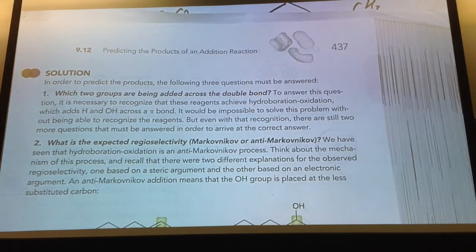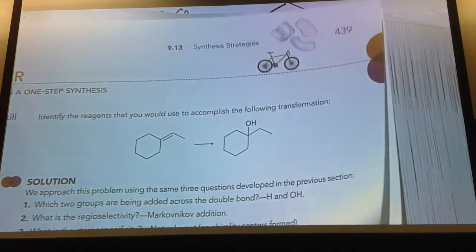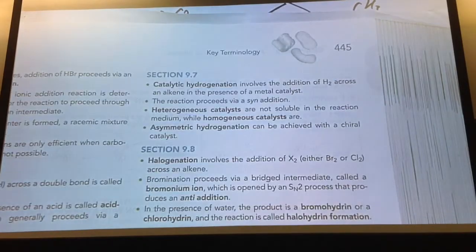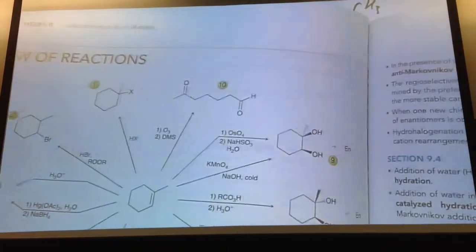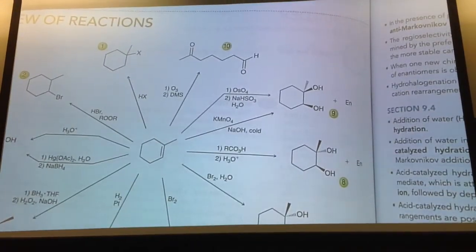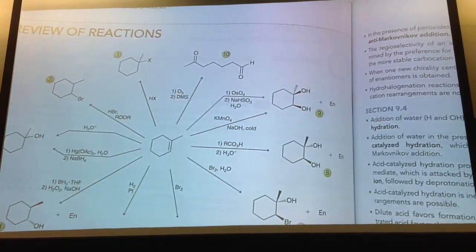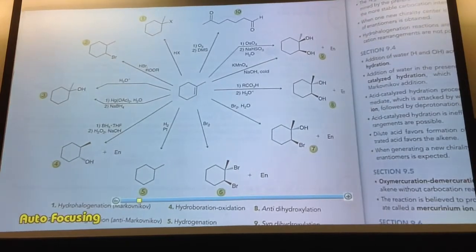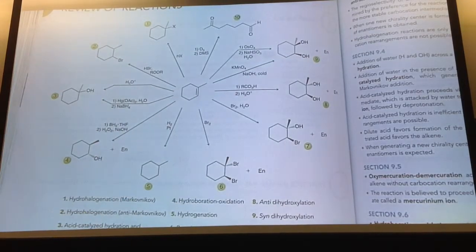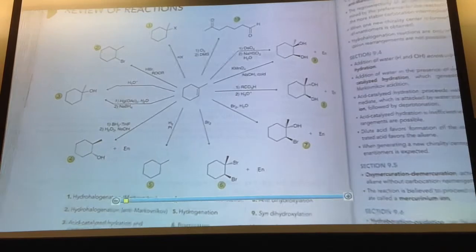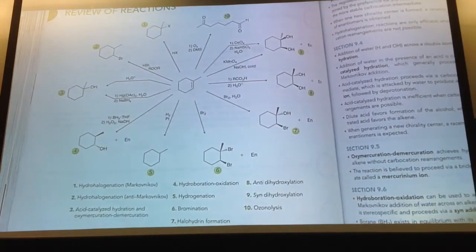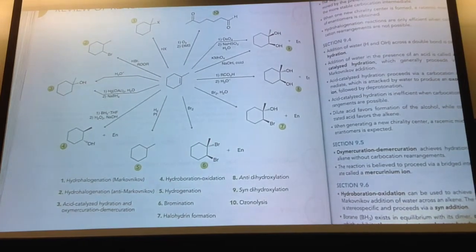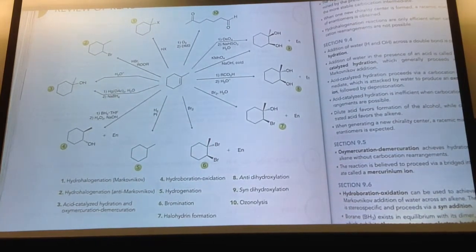Now, at the end of the chapter, there's a wheel of misfortune, so to speak. It shows you all the fun things, page 444, that you have learned how to do in this chapter. Now, if I did like 100 reactions, I guess they have it down to 10.